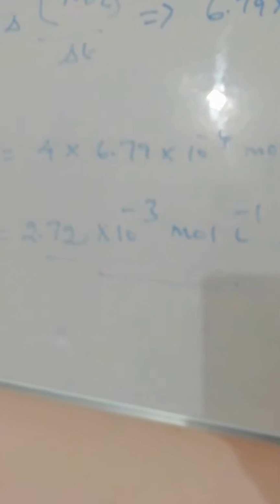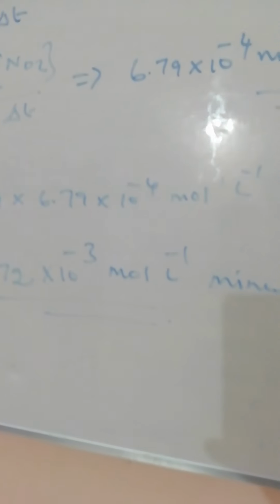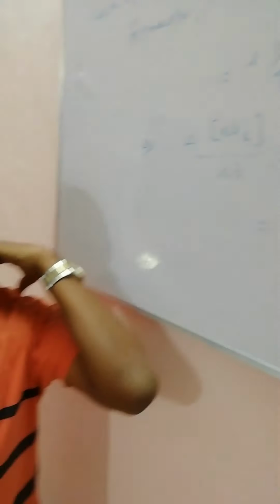So now I will tell about the reaction. In this reaction, nitrogen pentoxide slowly decomposes to nitrogen dioxide plus oxygen. Our initial concentration is 2.33 moles per liter. After 184 minutes, the reactant concentration decreased to 2.30.